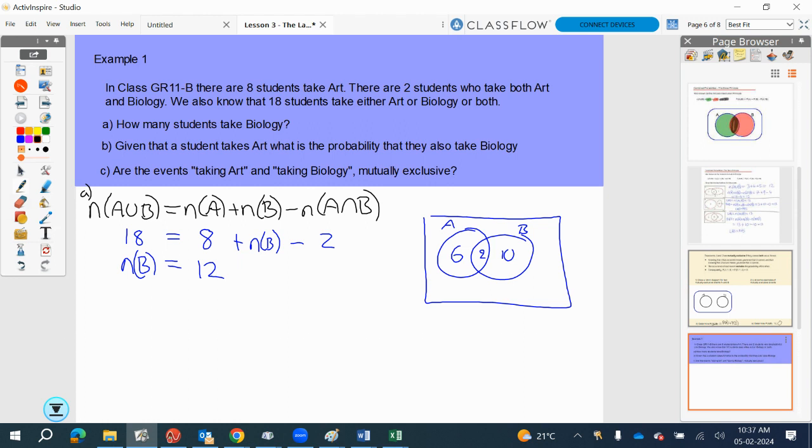Not 6. How many students take art? 8 only. How many students do I have taking art? It's saying art only, and it's take both. No, it says take art. It doesn't say only art. It doesn't say only.